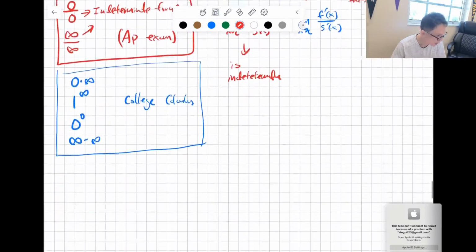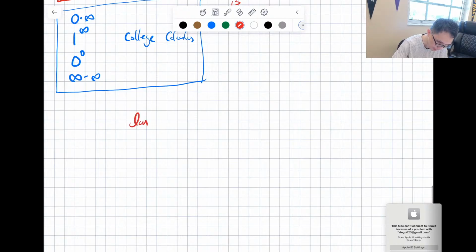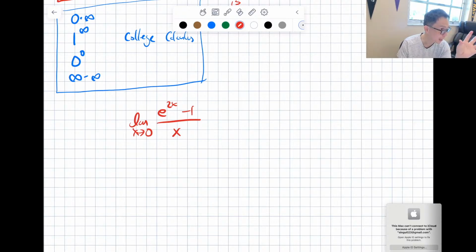So what I'm trying to say is this. What if you have the limit as x approaches 0 of e to the 2x minus 1 over x? You'll like this rule because this is so easy. What do we do when the limit as x approaches 0? What do you do first? You plug in 0. So what is e to the 0? So it's 0 over 0, right?